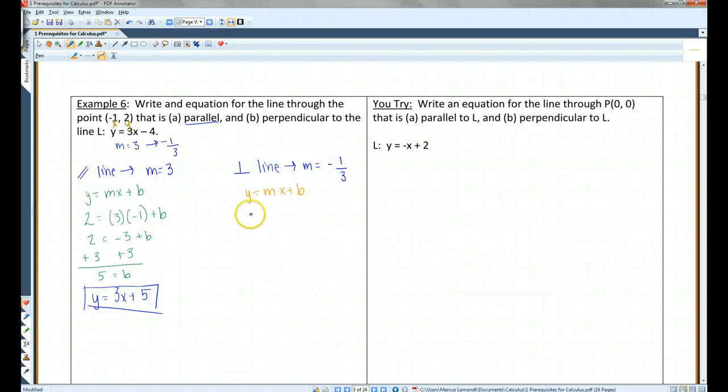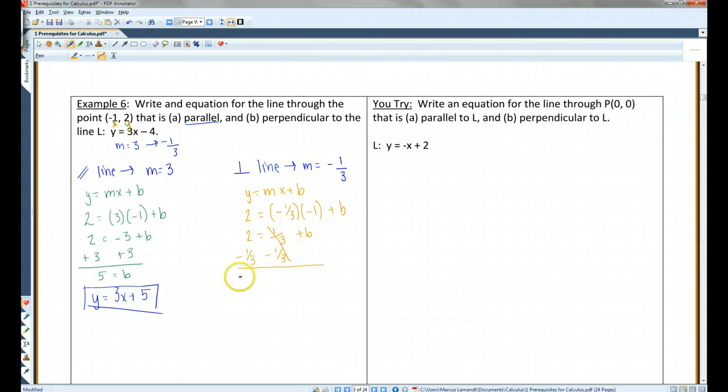So when I plug everything in, I've still got 2 for y, but my m is going to be negative 1/3. Same x. And then you just do the same thing. So I've got 2 equals negative 1/3 times negative 1, which is positive 1/3. Alright, you're going to have to do a little bit of fractions here.